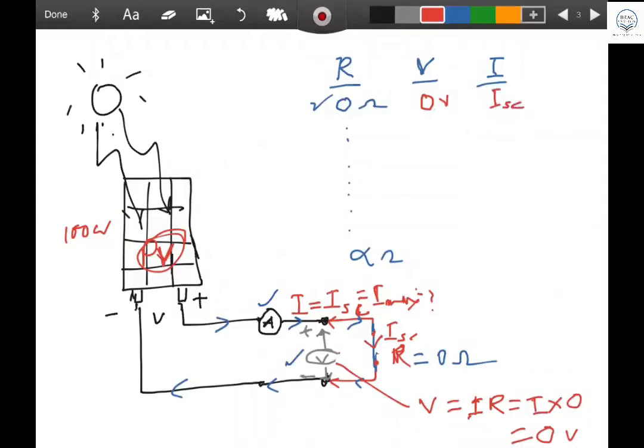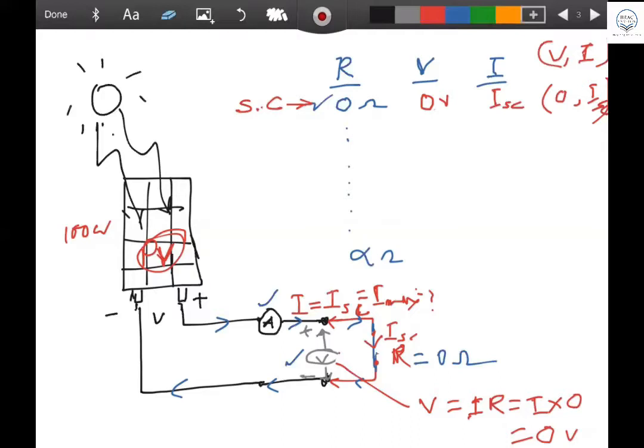So what happens when you apply a 0 ohm resistor? It is the short circuit condition, right? You understand it. In the short circuit condition, you are getting the voltage and current like x-axis, y-axis. That means you are getting 0 voltage and I short circuit, something like this. So this is the short circuit case. This is the minimum resistance you can apply.